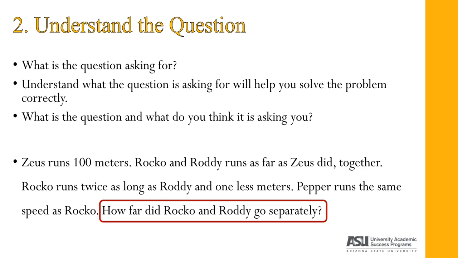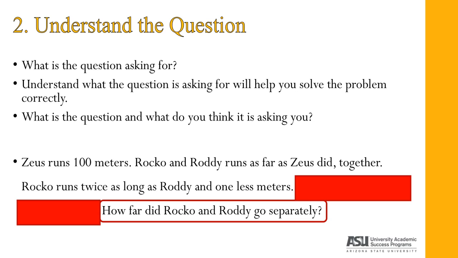Correct. Is there any information we do not need in this problem? We need to forget how fast Pepper runs because we do not need it. The question is only asking for the distance of Rocco and Roddy. But what am I supposed to do with Zeus's information? Because the question is not asking about him, I feel like I should not cross it out though. Good question. And because the question is asking for Rocco and Roddy, it does not mean we cross out everything that's not about that.